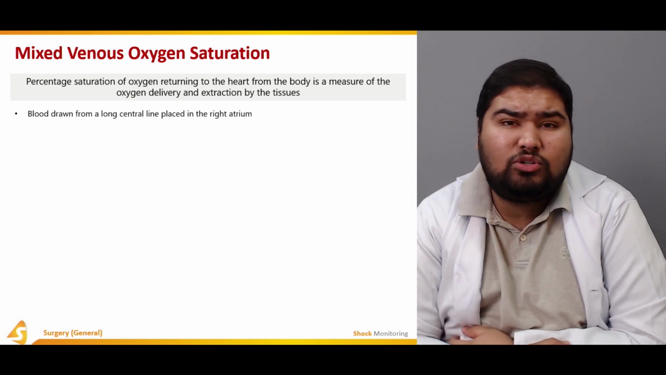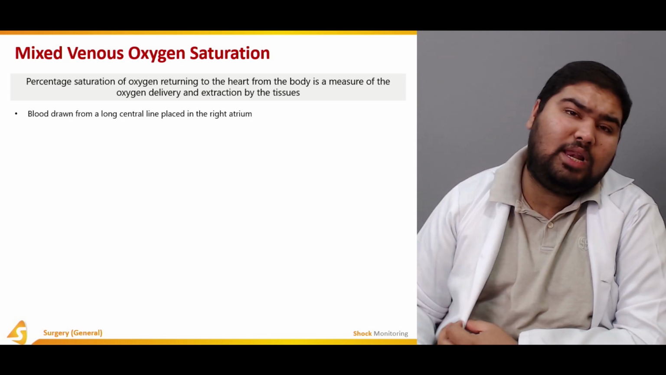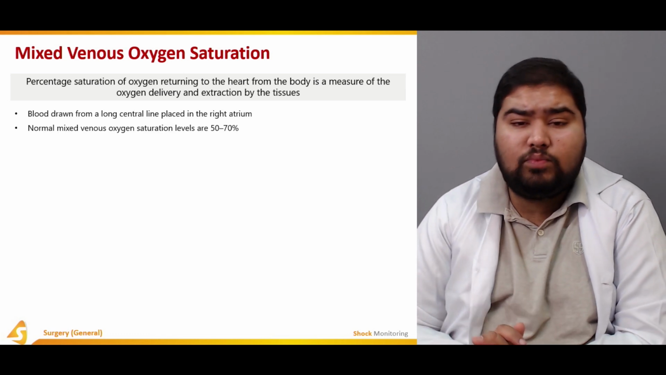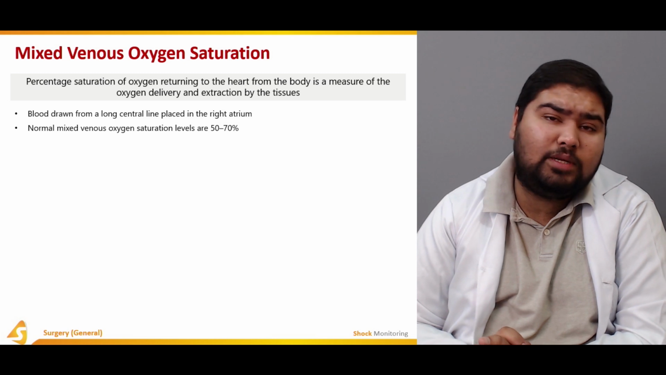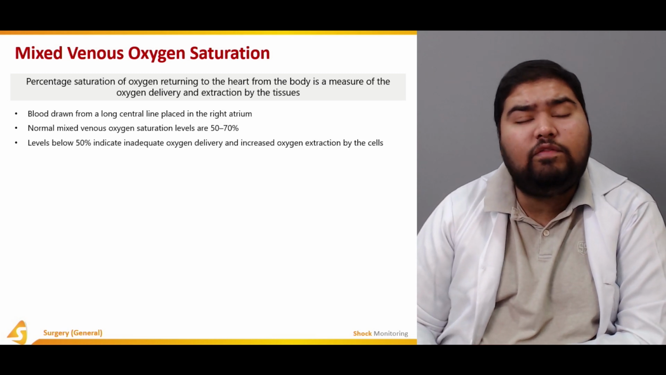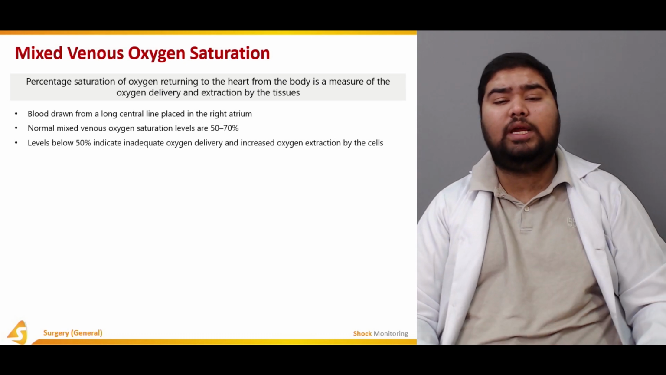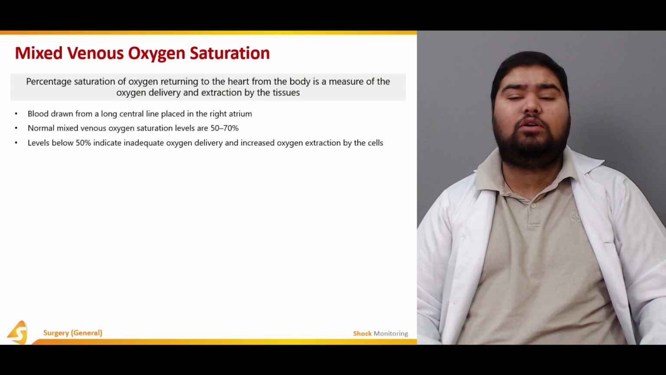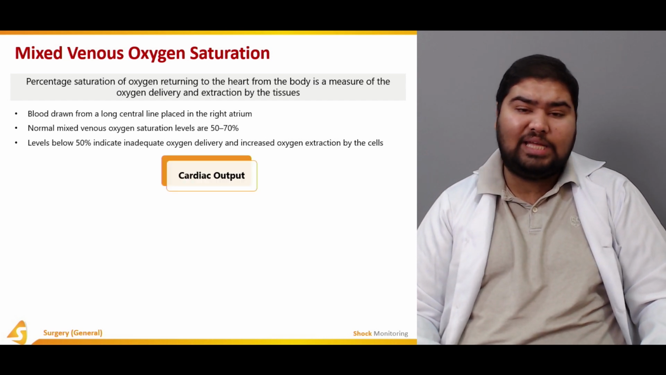Now, blood is drawn by a long central line which is placed in the right atrium. Normal mixed venous oxygen saturation is between 50 to 70%. Levels below 50% indicate inadequate oxygen delivery and increased oxygen extraction by the cells.